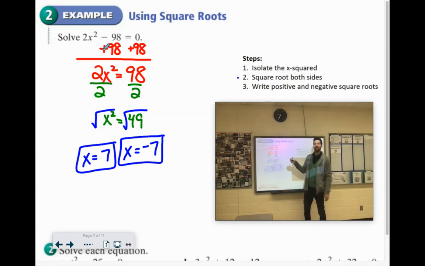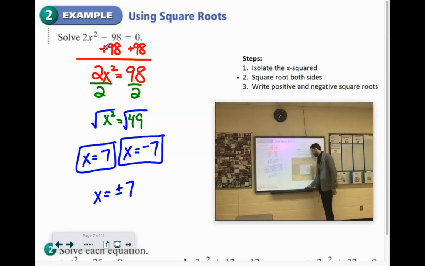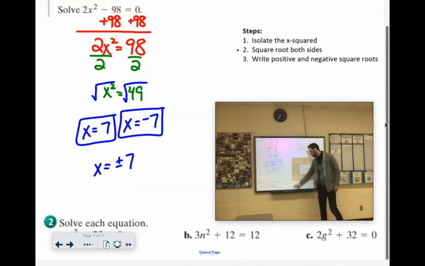So every positive number, when you square root it, has 2 answers. Positive and negative square root. You can also see it written as x equals plus or minus 7. That means positive and negative 7 as well. So that kind of combines steps 2 and 3, right? The positive and negative square roots. So let's try 3 more.